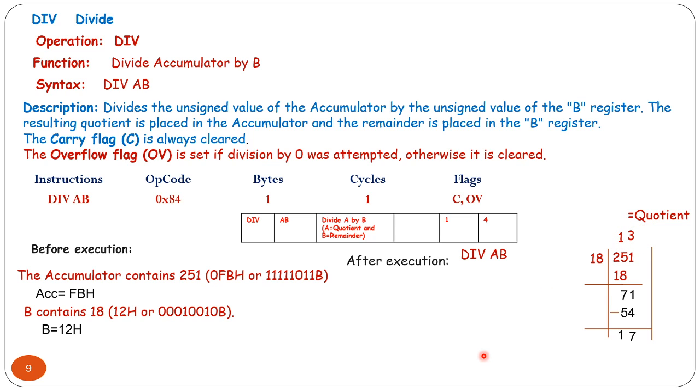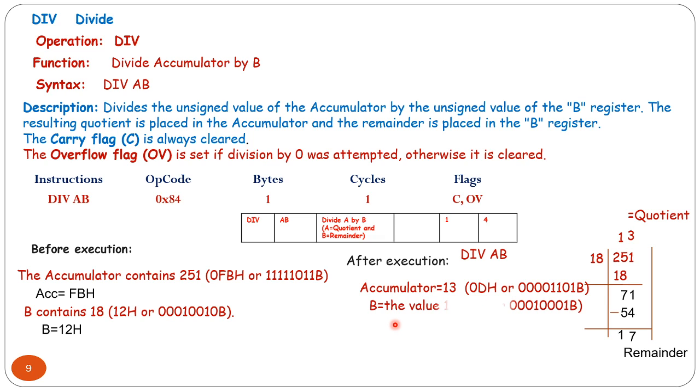So after execution, this is the quotient value and this is the remainder. So accumulator now has 13, that is 0DH, and B register has 17, that is in hexadecimal 11H. So after execution the answer will be like this. This is decimal and this is hexadecimal. In binary it is like this. This is in hexadecimal. So like this the div instruction gets executed.